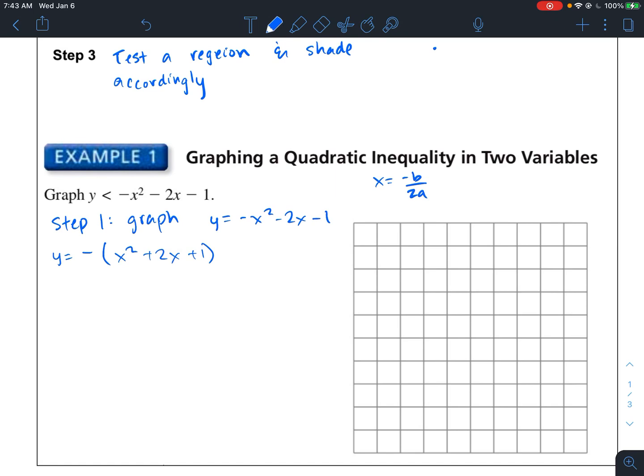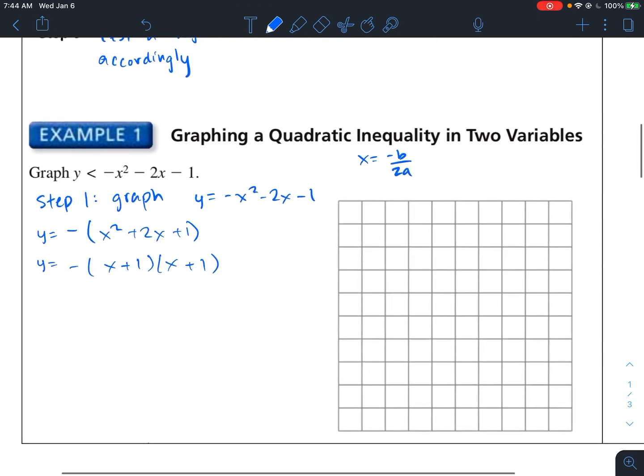Now I can factor, and I know that this will break down into two binomial factors, and they have to multiply to be 1 and add to be 2, so that has to be x plus 1 and x plus 1. So this is what the factors will consist of. So this is equal to negative x plus 1 squared.